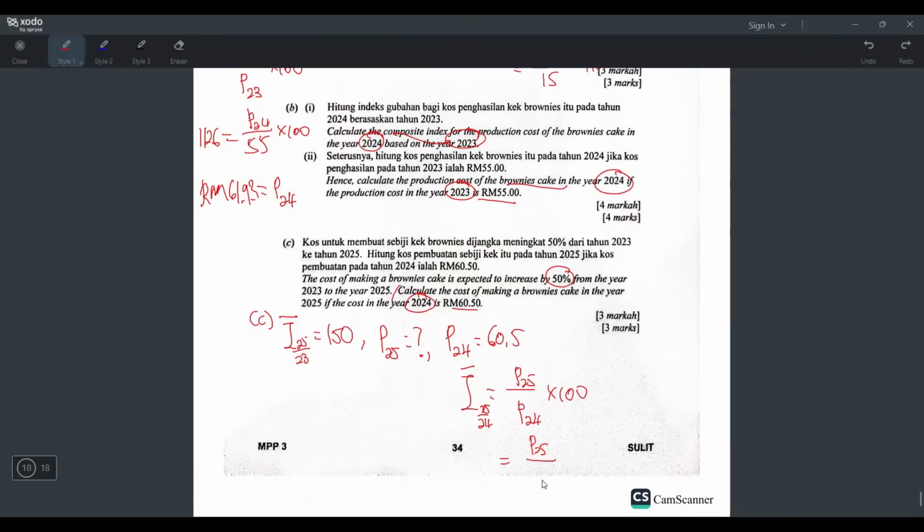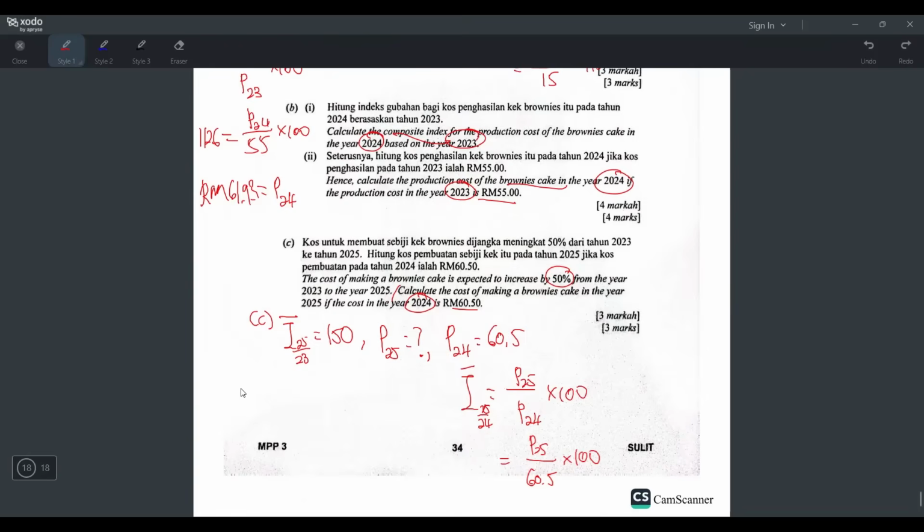Okay, you have the price 24, 60.5. They want, okay, no problem. But you don't have this. You don't tell me the 150 right here. No, no, no. It's not correct. Because the 150 is for 25, 23. I need the 25, 24 composite index. So this one is 25, 23 composite index. So definitely I don't have this right now.